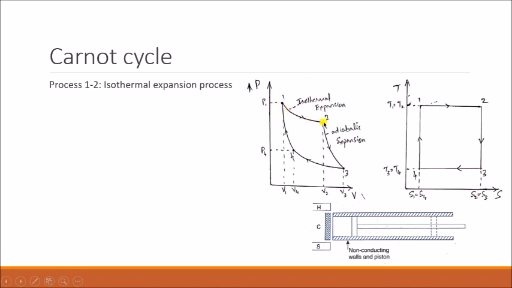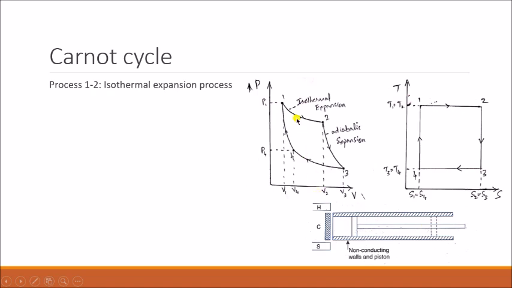Next, after the heat is supplied, the diathermic material is removed and another plate, the adiabatic plate, is placed. Now even if you bring a hot body close to the adiabatic plate, no heat is supplied to the gas or rejected from the gas. So we remove the diathermic plate and add the adiabatic plate. Initially the heat was supplied during isothermal expansion; now no heat is supplied or rejected, and whatever energy the gas has is used again to push the piston further.